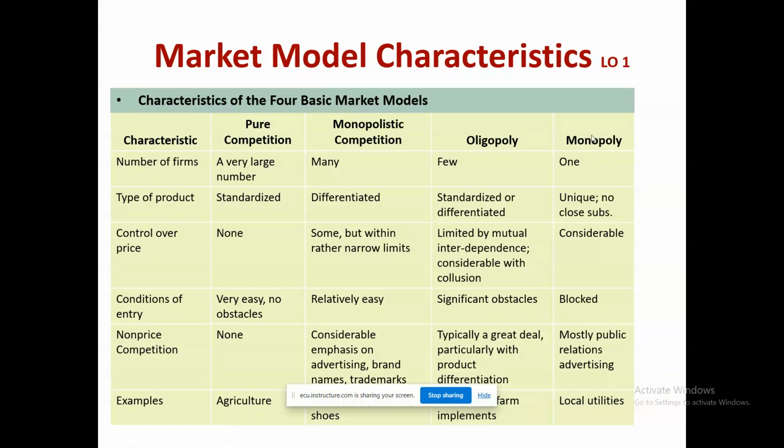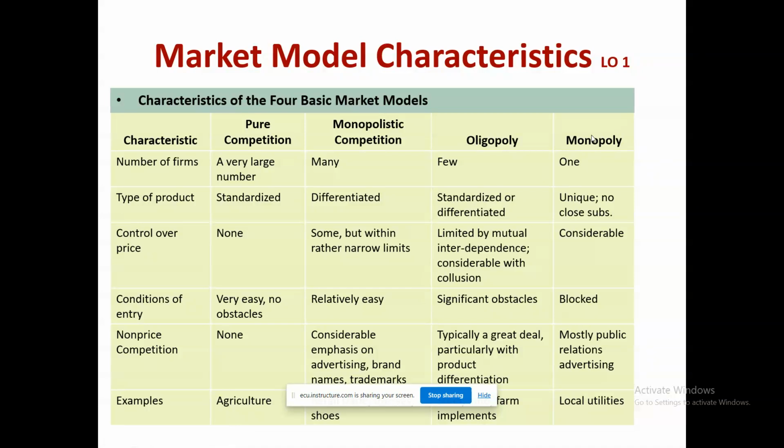We learned that there is a high barrier to entry due to economies of scale or technology patent or government contract or control over key economic resource. There's only one firm in the industry, such as Duke Energy in the North Carolina area for electricity generation, or EpiPen for epinephrine autoinjectors.